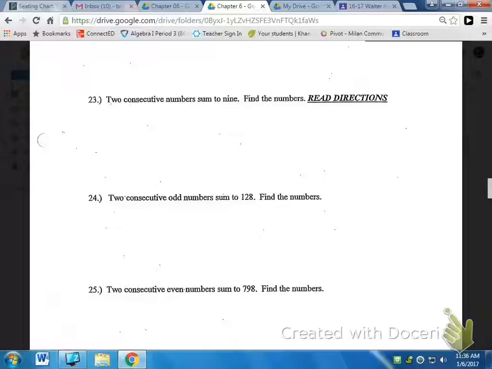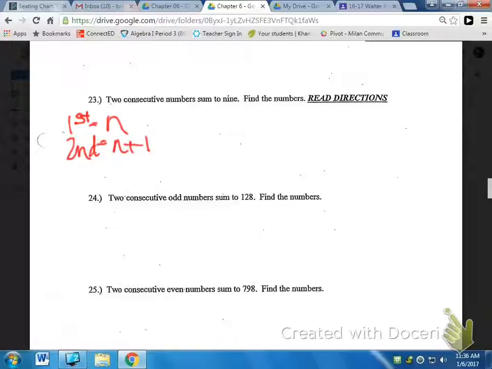So, consecutive. So remember, number 23: 2 consecutive numbers sum to 9, find the numbers. All right, if they are consecutive, I'm going to do n, because that's how we've done these in the past. So the first number would be n, and the second, since it's consecutive, would be n plus 1.